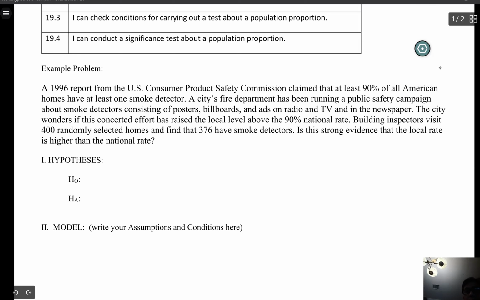Okay, first worksheet of hypothesis testing. You can pause the video here so you can read the problem. Okay, let me start.